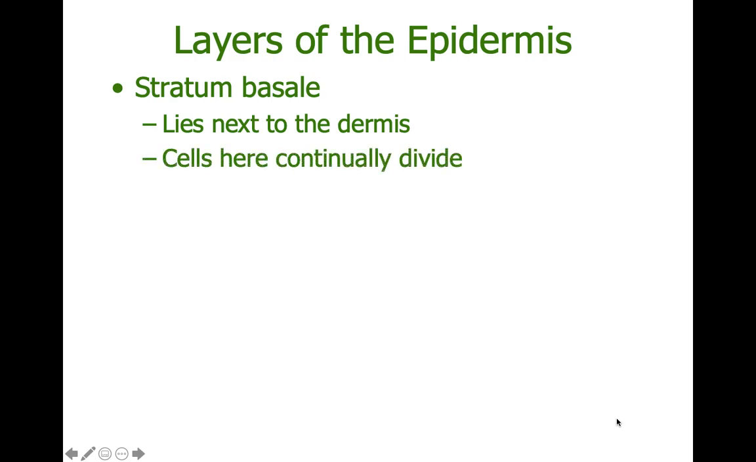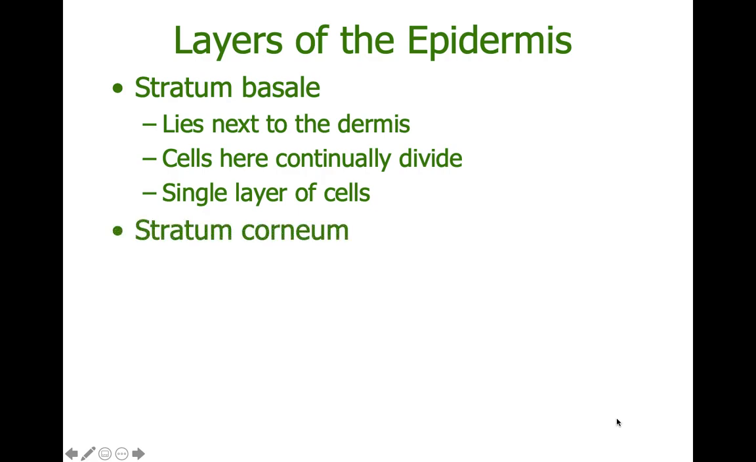Cells here continually divide. This is where mitosis is going to occur. This is where new cells are formed and will move up through those layers that we've identified, like that conveyor belt that we've talked about. Stratum bacilli is a single layer of cells. There's only one layer of cells that are going to go through cell division, and each time they go through cell division, the new cell gets kind of pushed up a layer, and so on until they're the layer of cells that are going to be sloughed off.